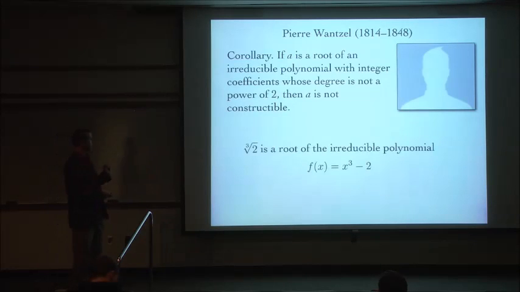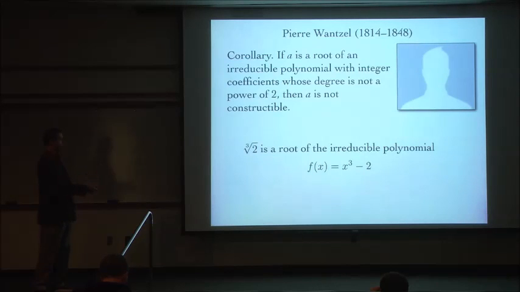So the cube root of 2, remember that is our number that was associated with doubling the cube. The cube root of 2 is a root of that polynomial. I hope everyone agrees, right? If you plug it into that polynomial, you'll get 0. We would have to somehow convince ourselves that this couldn't be factored, but that's actually not too hard to show, that this is irreducible.